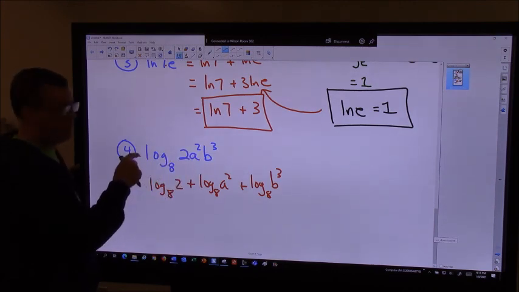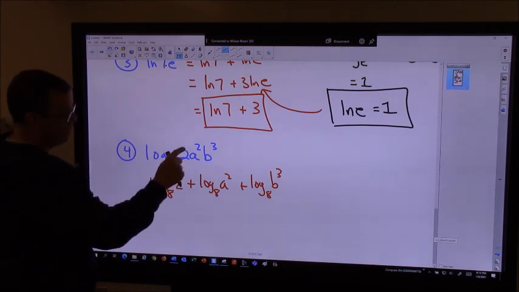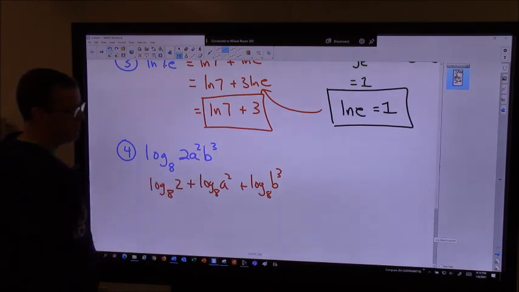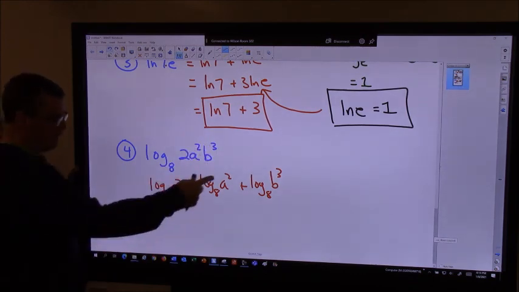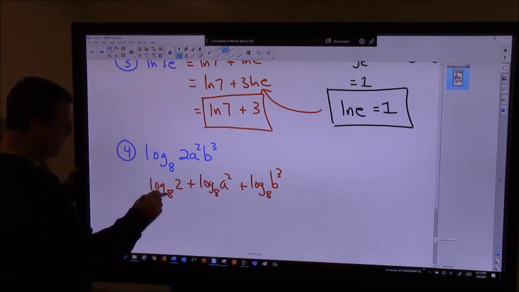Now, sometimes people say, can't you bring those numbers down in front right away, like 2 times 3 and get 6? Well, no, because 2 isn't being raised to an exponent. So if you put a 6 here, it means all of this is being raised to the 6th power. It's not. So we need to save that for the next step.